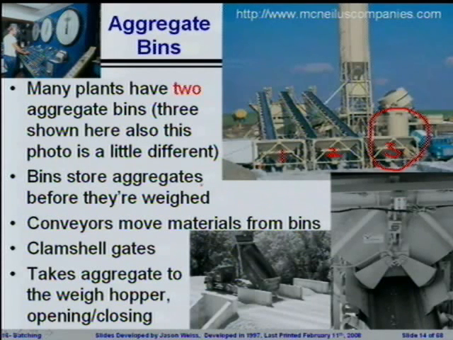Bins are going to store the aggregates before they are batched out and weighed. One of the things that you will see is conveyors can frequently move the material from the bins into someplace else on the plant. Here you'll see a couple different options. Here you can see one option where the aggregates are actually being stored and the bins are underground so that they're just simply driving in over top of the bin. They're dumping the aggregates through there and the material's going then on through the plant.